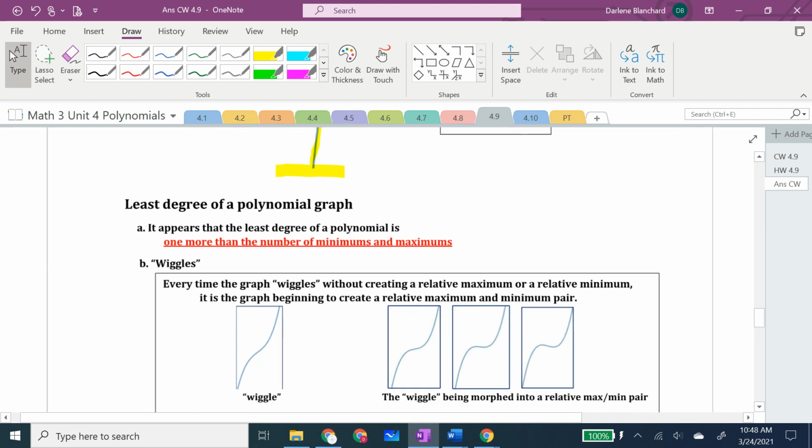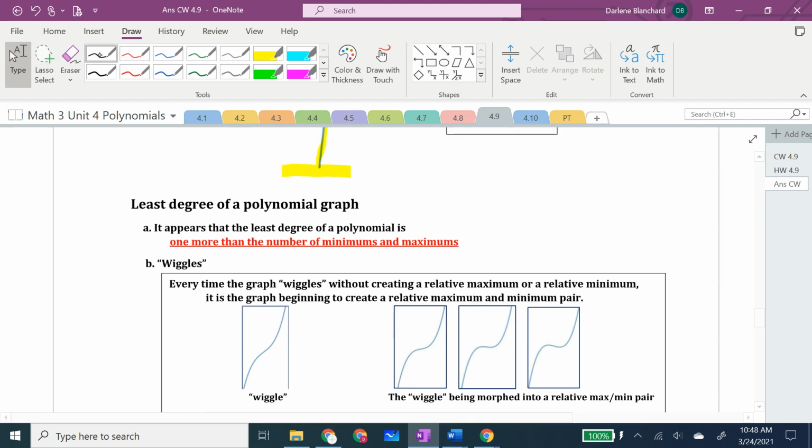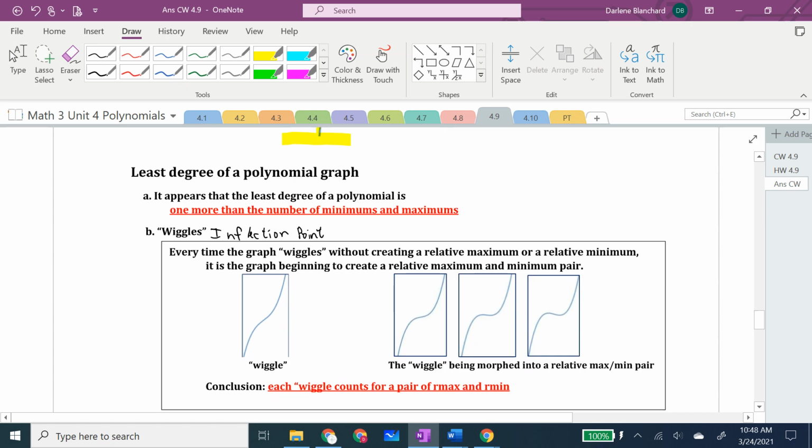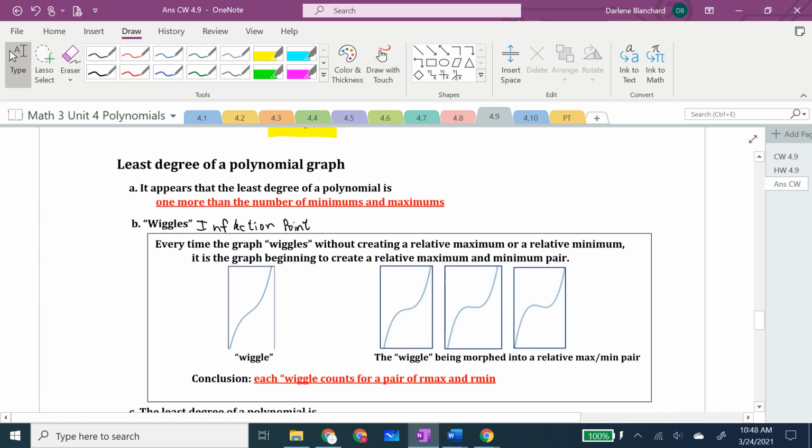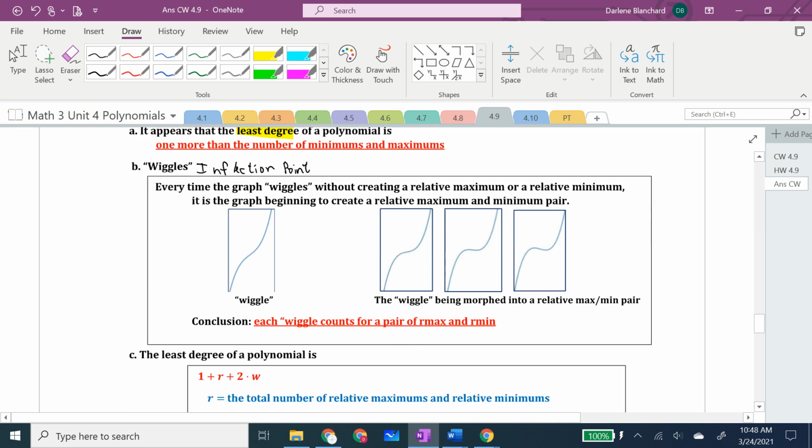And then, oh, I didn't change that from wiggles to inflection point. Wiggles was a description, but inflection point is mathematical. So, when it comes to what is the least degree of a polynomial, we have already started to look at this. The number of minimums and maximums, your least degree is one larger than the number of minimums and maximums.